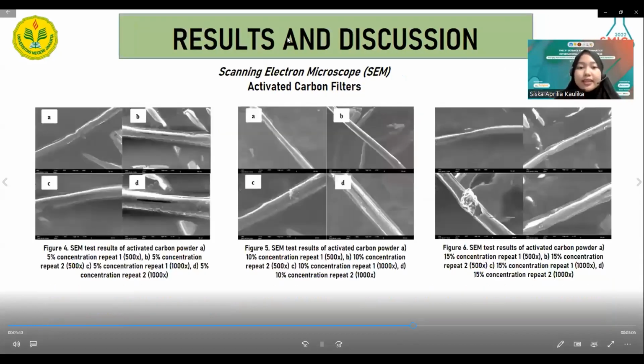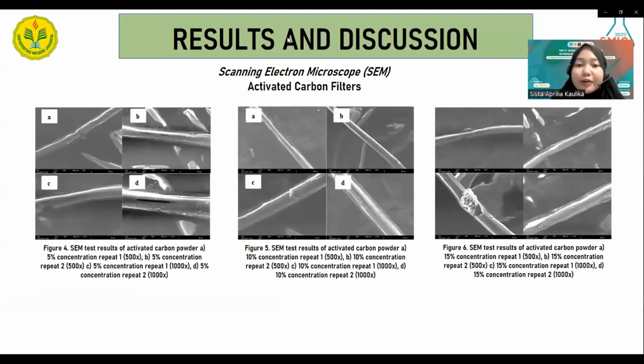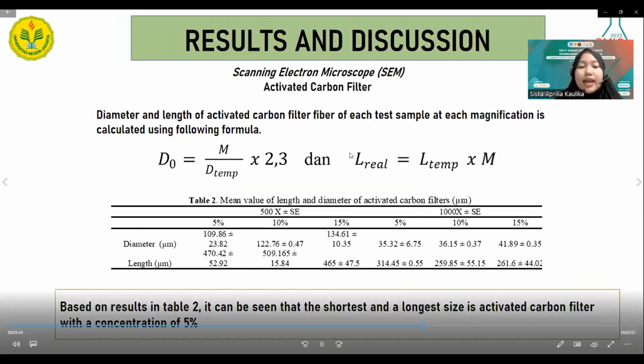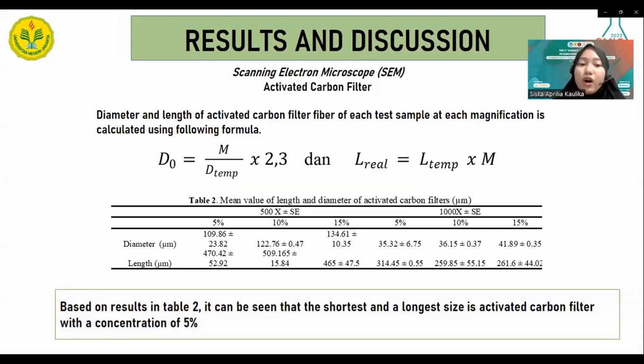And next, results and discussion: scanning electron microscope of activated carbon filters. The activated carbon filters are analyzed with the diameter and length of the fiber of each test sample, calculated using the following formula. Based on the results in table 2, it can be seen that the shortest and the longest size of the activated carbon filter is with concentration 5%.